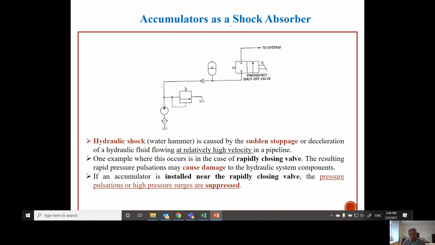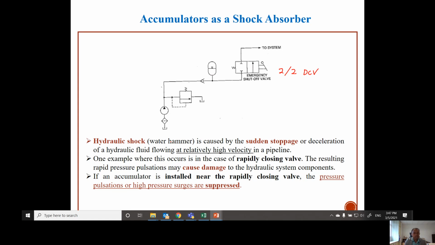Finally, we want to see the accumulator as a shock absorber. So we connect the accumulator just before this emergency shut-off valve. It's a 2-2 DCV.